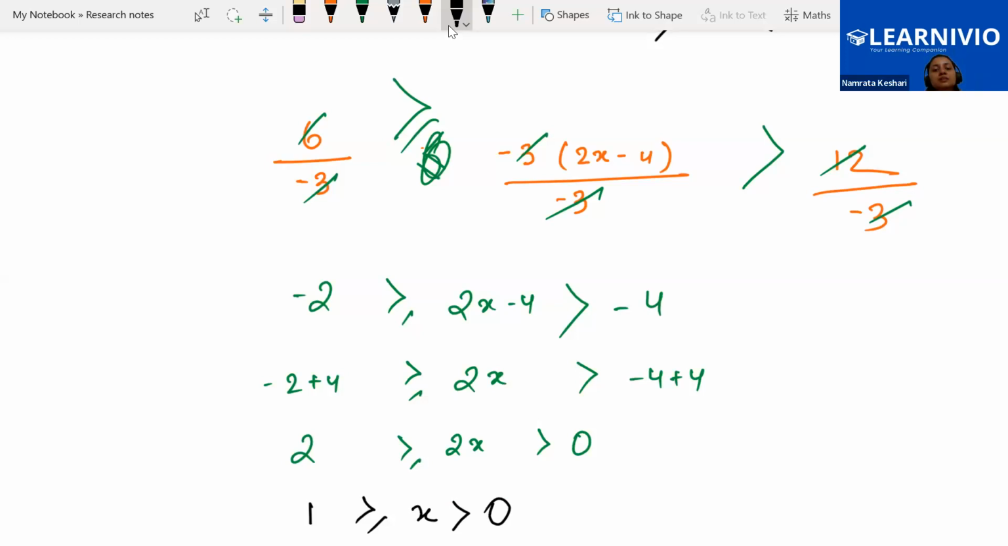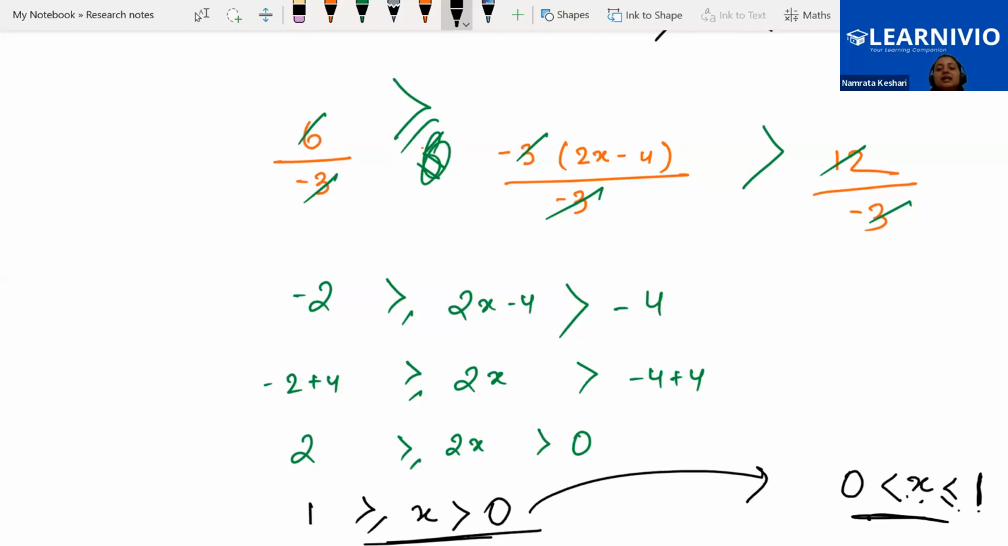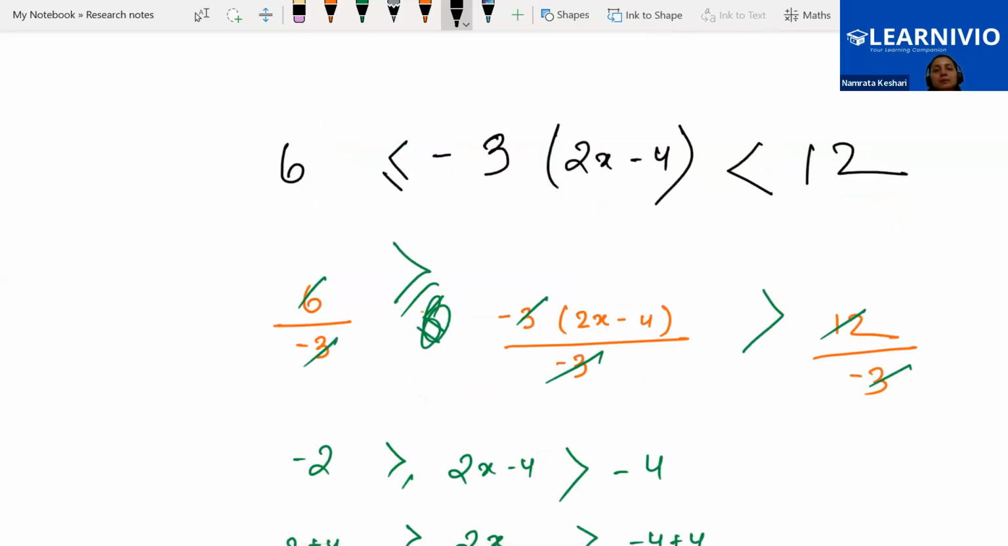No, ma'am. Which can be written like this also. If any option is like this, please mark that option only. That x is larger than 0 and is smaller than or equal to 1. This one and this one are exactly the same. Okay? This is how we will simplify this inequality. Is it clear to all of you? Yes, ma'am.